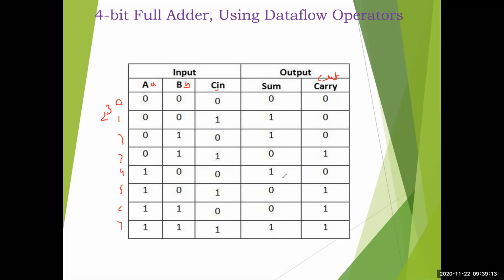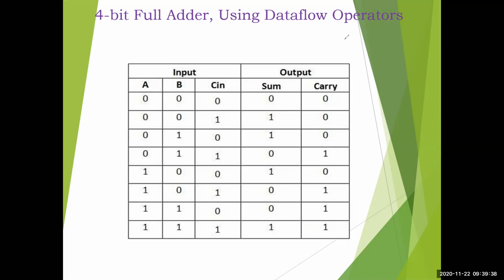I have already discussed this in gate level modeling, so I will not go into it again. Here for 0 0 1, you will have sum 1, carry 0; for 0 1 0, sum 1, carry 0; for 0 1 1, two ones are there, so carry will be 1 and sum is 0. For 1 0 0, sum 1 and carry 0; for 1 0 1, sum 0, carry 1; for 1 1 0, sum 0, carry 1; for 1 1 1, sum 1, carry 1. So you can note this down, the IO diagram and truth table.